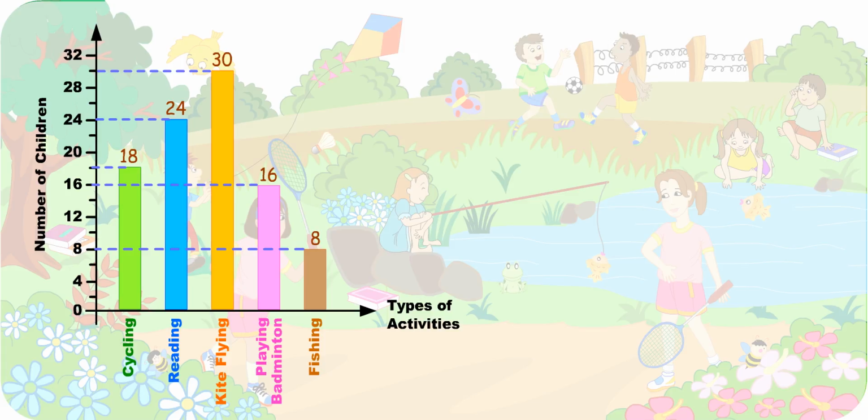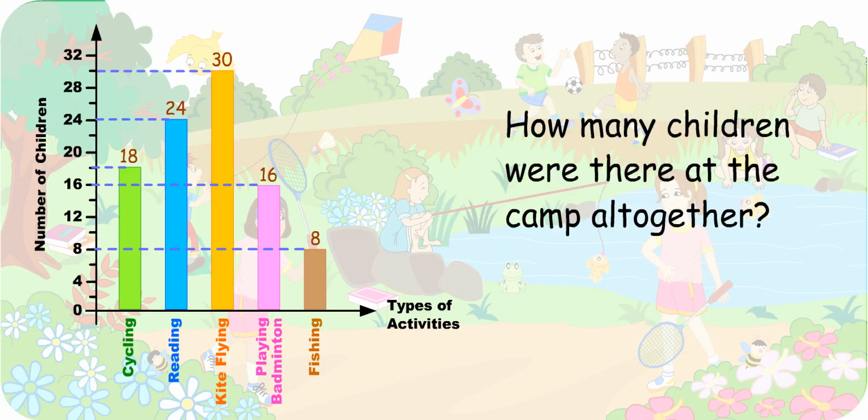Now looking at the graph again, we can find out other information. For example, how many children were there at the camp altogether, Turbo Boy? That's easy. I just need to add all the numbers up. 18 plus 24 plus 30 plus 16 plus 8. The answer is 96. Very good.